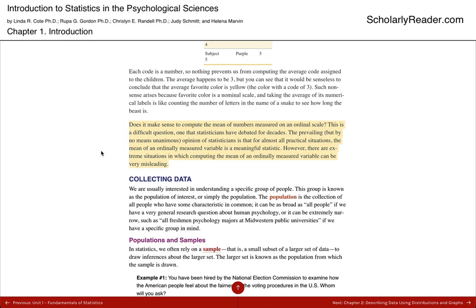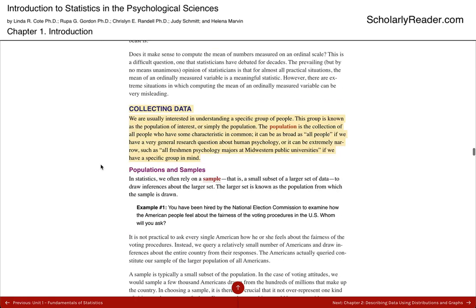Does it make sense to compute the mean of numbers measured on an ordinal scale? This is a difficult question, one that statisticians have debated for decades. The prevailing, but by no means unanimous, opinion of statisticians is that for almost all practical situations, the mean of an ordinally measured variable is a meaningful statistic. However, there are extreme situations in which computing the mean of an ordinally measured variable can be very misleading.